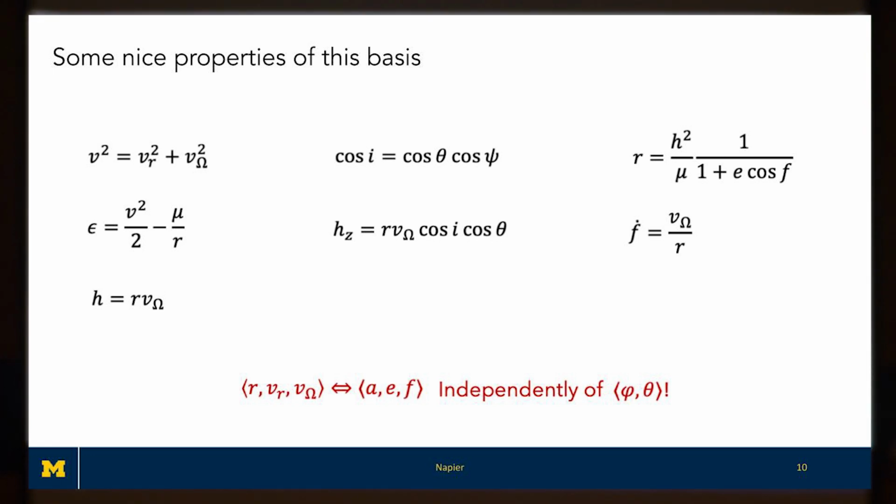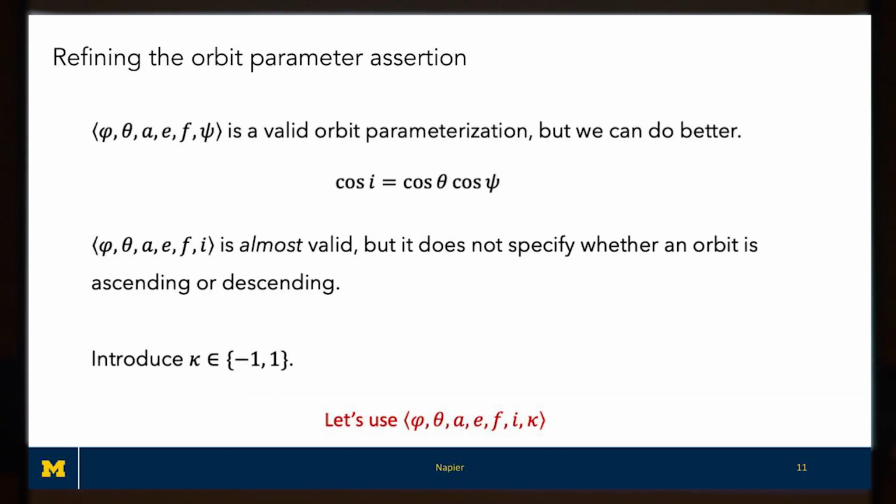But the nicest is that there's a one-to-one mapping between r, vr, v omega, and the semi-major axis, eccentricity, and true anomaly. Okay? And that is independent of your position on the sphere. That's very important. So we have this valid over-parameterization, phi, theta, a, e, f, psi. But we can do better, right? A and E are constant, and F is always known, since we know A and E. So those are basically like constants of the motion.